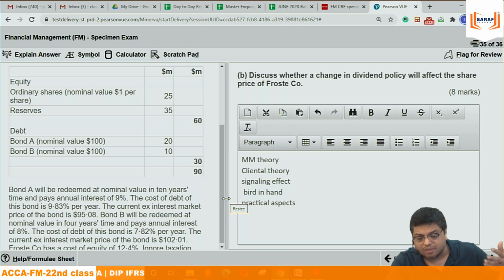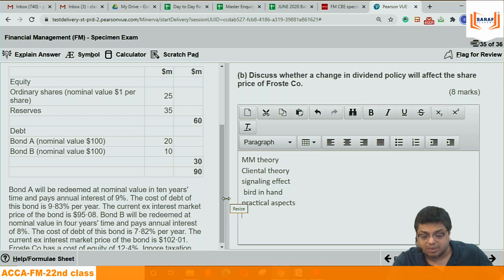Because we have regularly paid 40% of our earnings as dividend, the shareholders' expectation and mentality is that they invested in the company with that notion. For that reason, they regularly want the dividend. So if the company changes the dividend, the share price will be affected, unless the company communicates with the shareholders very effectively.